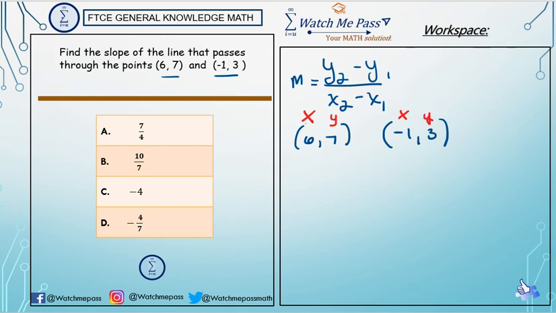This would be point 1. This here would be point 1. So that's why these little 1's are here. And this here would be point 2, coordinate point 2. And that's why these little 2's are here.